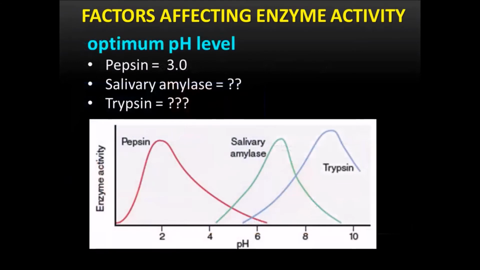Now let us guess the optimum pH for the enzymes in this graph. The peak represents the optimal or most favorable pH. For salivary amylase, the optimum pH is 7. For trypsin, the optimum pH is 9.